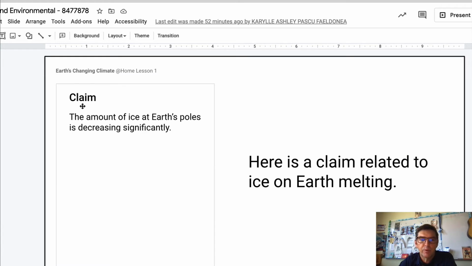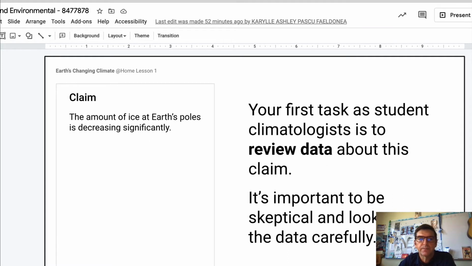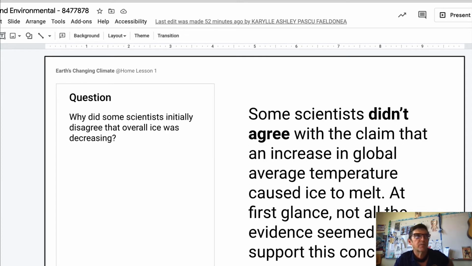Here's a claim. Remember CERs, claim, evidence, reasoning. The amount of ice at Earth's poles is decreasing significantly. Here's a claim related to ice on Earth melting. Your first task as a student climatologist is to review data about this claim. It's important to be skeptical and look at the data carefully. You want to do that with everything. You hear something on the news, skeptical means you trust nothing, verify everything. I'm telling you, in this day and age more than ever, do your own research if it's something that matters.